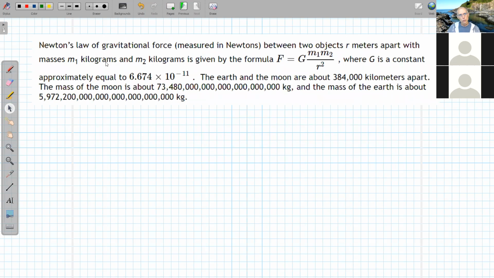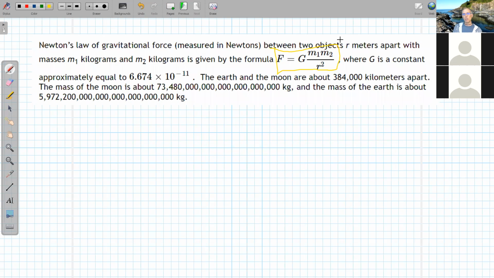This is what's called Newton's law of gravitation. If you've taken a physics class, you might have seen it in there. If you haven't, then we get to see it now. And the formula is this right here.